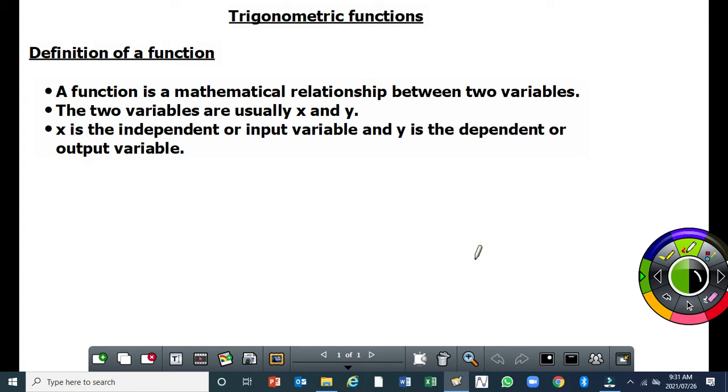Based on what you were taught last year, it was called the input, but it's also called the independent variable. The y is called the dependent variable, or we can call it the output variable. Generally, a function is just a mathematical relationship between two variables, and it can be illustrated as an equation, and that equation can further be represented as a graph.